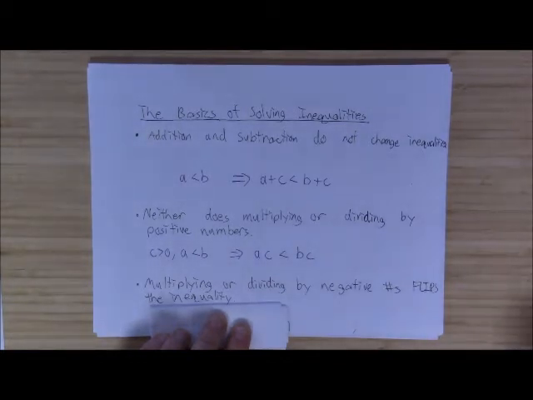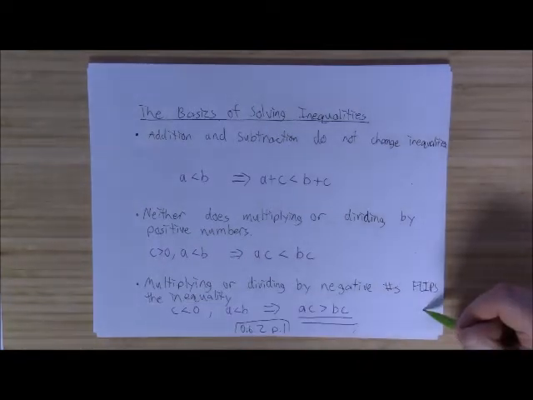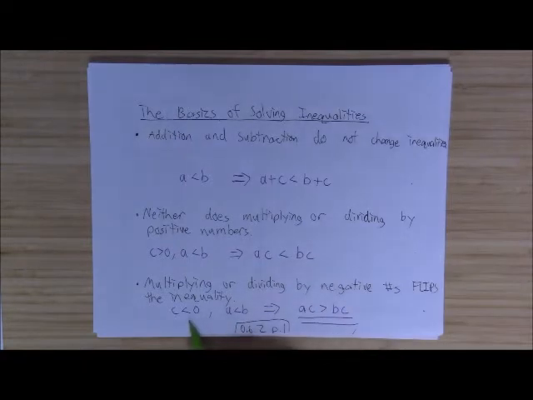However, we do have to be very careful when multiplying or dividing by negative numbers, because if C is less than 0, aka negative, and A is less than B, then AC is now greater than BC, so it flips the inequality.